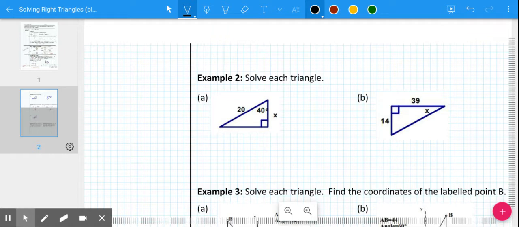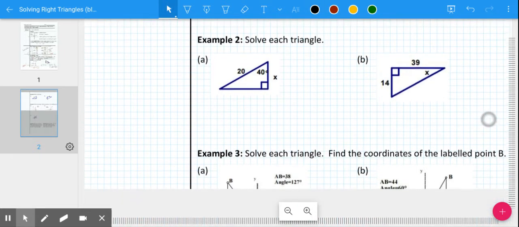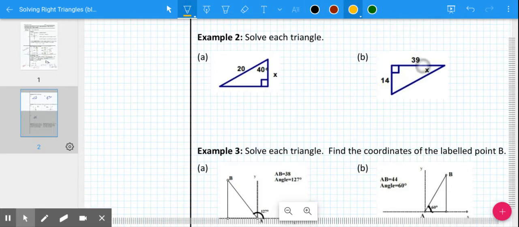In example 2, I'm going to go ahead and work out one more of these. I'll do part B, and then I want you guys to do part A. In part B, you'll notice that I don't know either of my angles. I don't know this angle X, and I don't know this angle. I'll just call it theta. So I can't just start subtracting from 180. I also need to find this missing side.